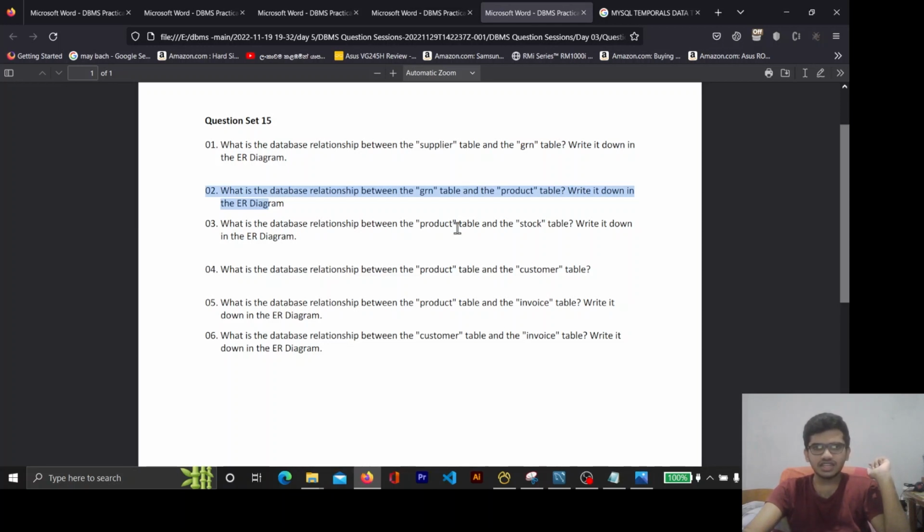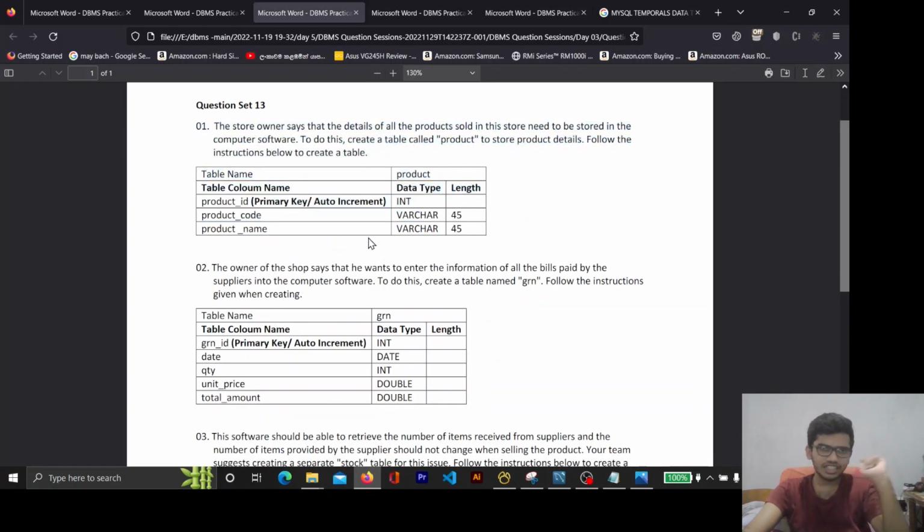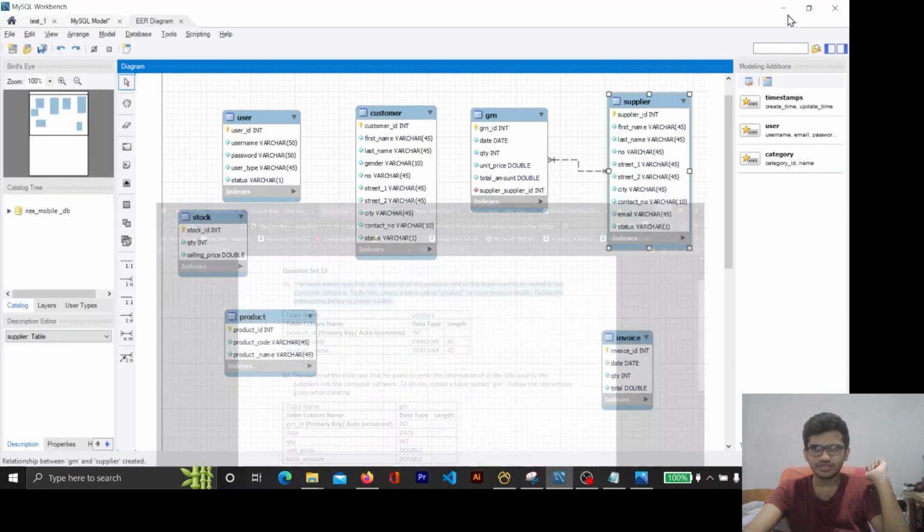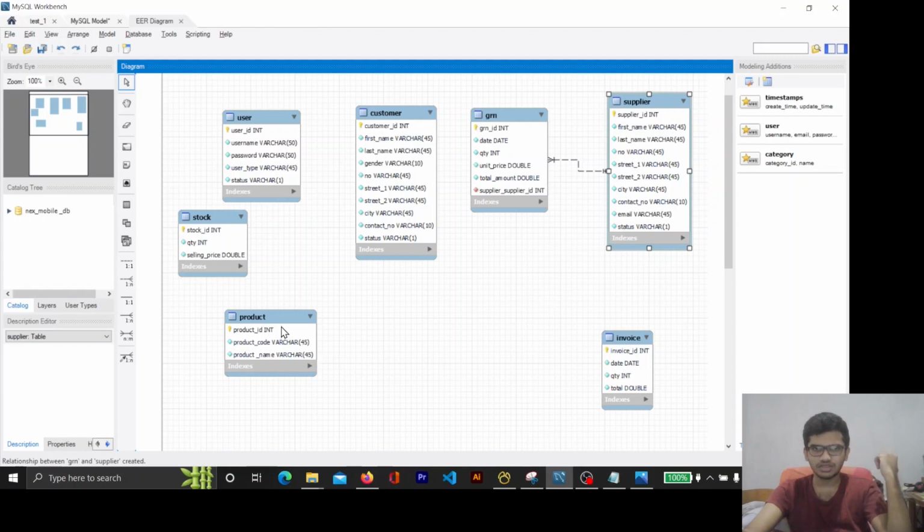The second question suggests that you have to create a relationship between the two tables named GRN and product. Now we know what GRN means. This is the description for the product table. The product table stores all the details of a product. That's a quick summary of what the product table stores.